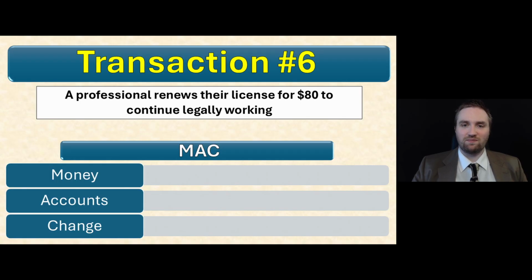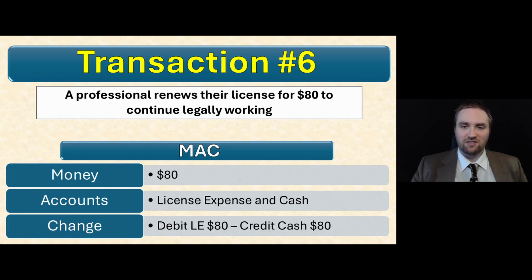Transaction number 6. A professional renews their license for $80 to continue legally working. MAC. Money, $80. Accounts, license expense and cash. Change, debit license expense $80, credit cash $80. And of course, a professional that requires a license to do business can expense that licensing fee.